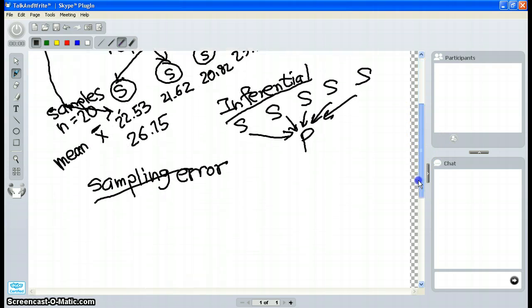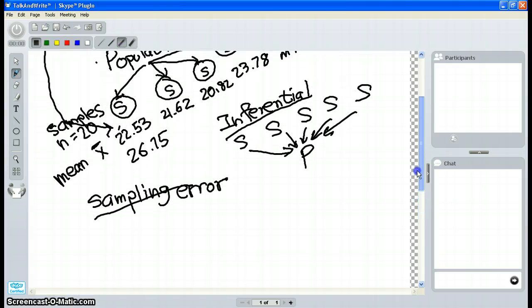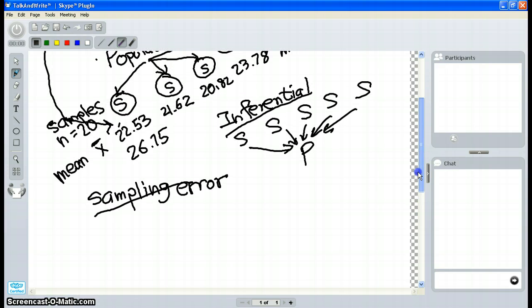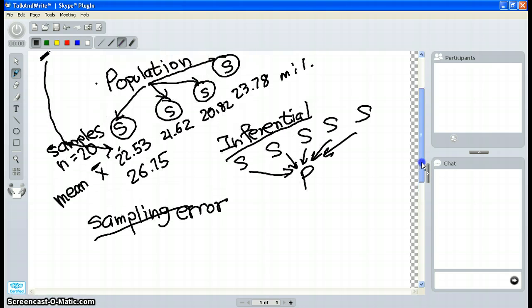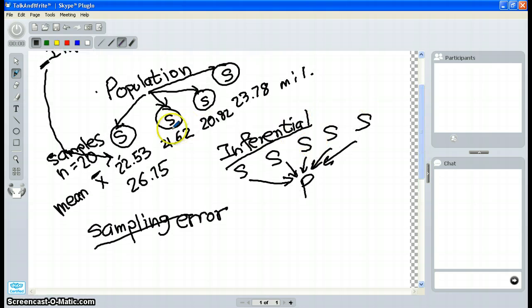When you see the word error in statistics, it doesn't mean mistake per se. Error is what happens when your sample doesn't perfectly match your population, which of course will be the case almost all of the time.